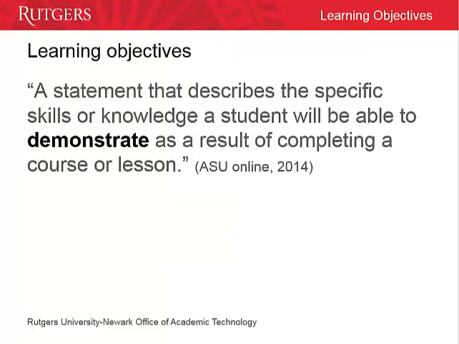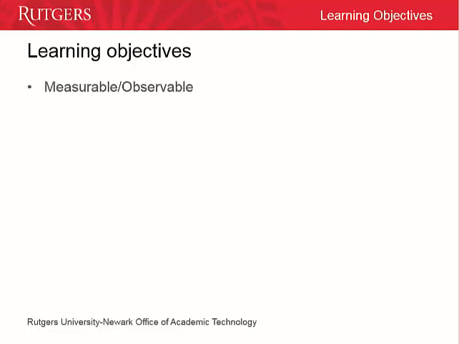This is a nice definition of learning objectives that comes to us from Arizona State University Online: it's a specific skill or knowledge that students will be able to do or demonstrate as the result of completing your course. So learning objectives need to be measurable and observable. And sometimes I think a good way to think about learning objectives is to think of indicators that you would consider if you were conducting a research project. What are those things that you can measure?